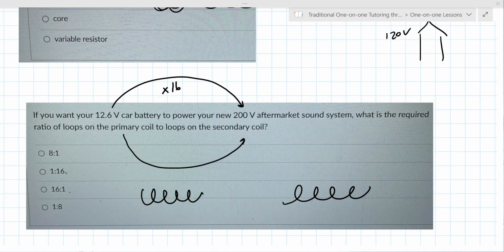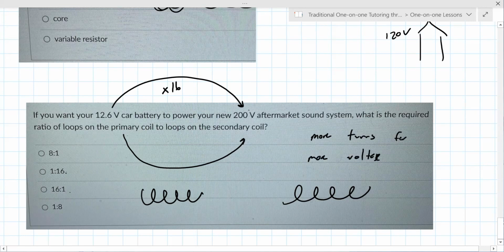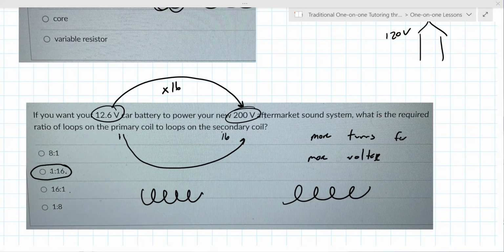Okay, so what I'm seeing is you need more turns for more voltage. Which means that your 200 volts is going to have more turns than the previous one. So if we go primary to secondary, for every one of those, you need 16 there, because that'll get you the greater voltage on the second one. All right, so next question.